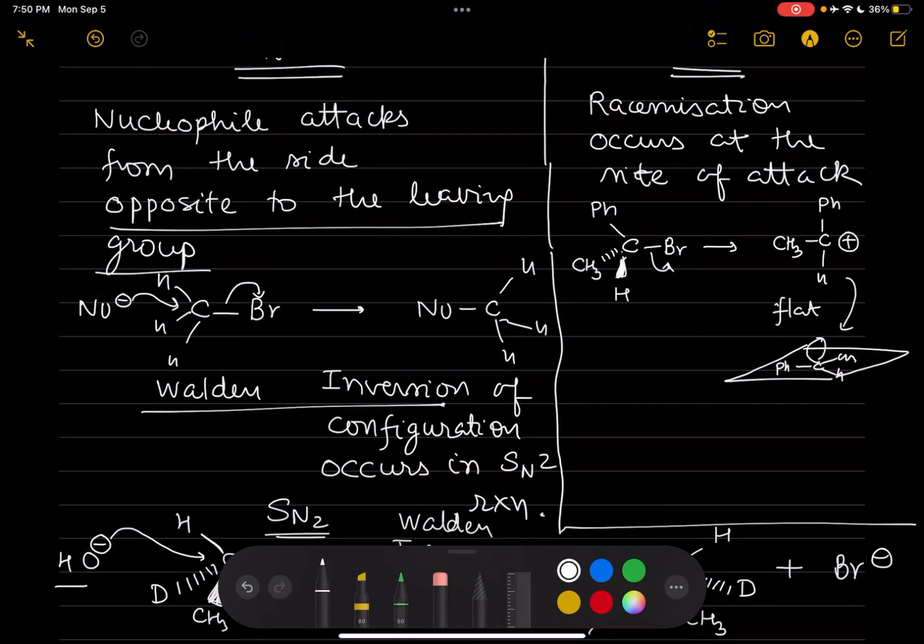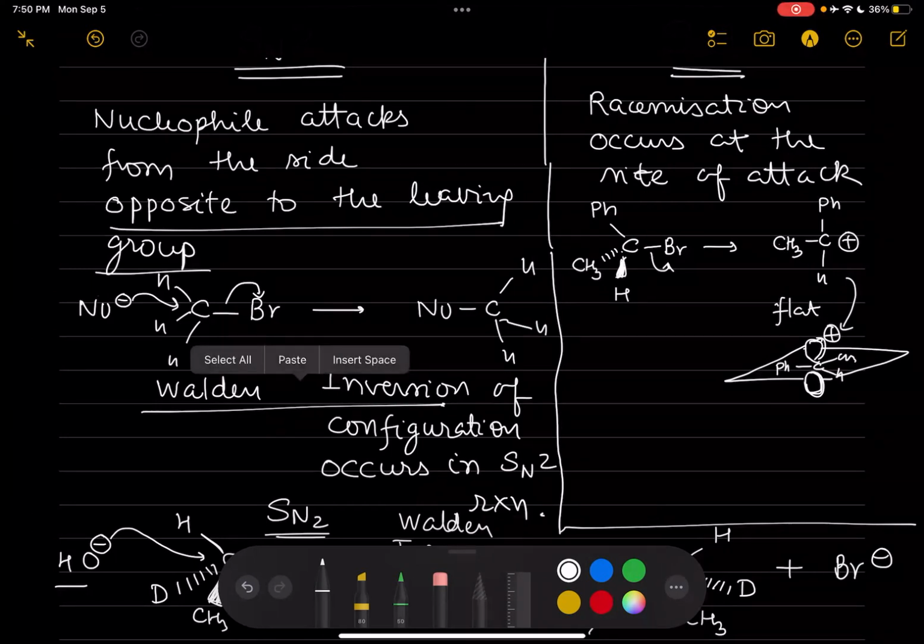The plus charge is because of the empty p orbital, which doesn't have any electrons. So I'm making a p orbital perpendicular to the 3 bonds, and this p orbital is empty. It doesn't have any electron. That's why there is a carbocation, and this is the position of the other bonds; they become planar.